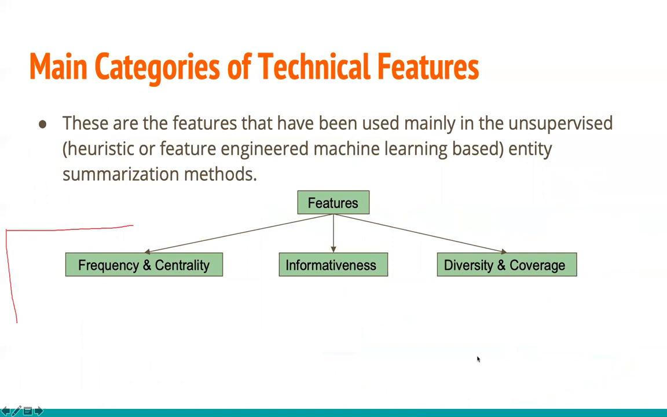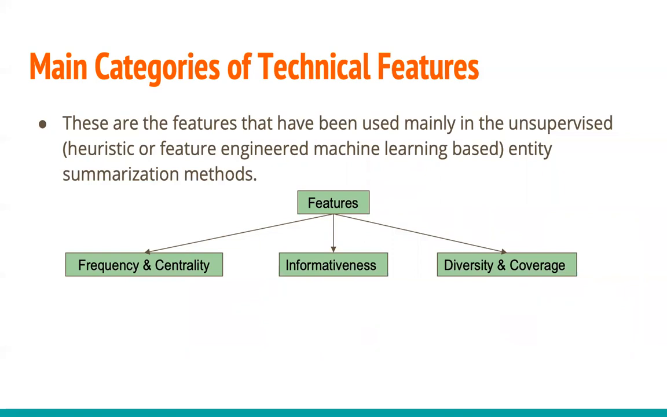So basically, looking at technical features, we can categorize them into three main categories. First, we look at frequency and centrality, basically meaning the more they appear, the more they are considered important and useful. And then informativeness, which means sometimes less frequently appearing things may be important for an entity summary.